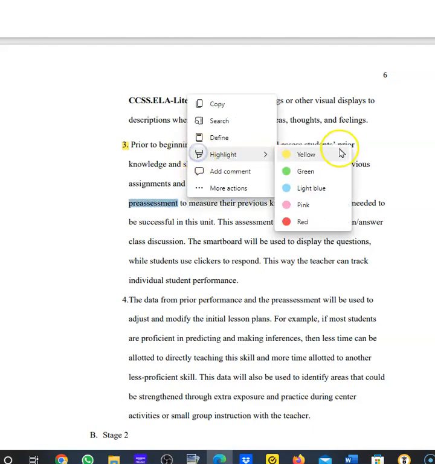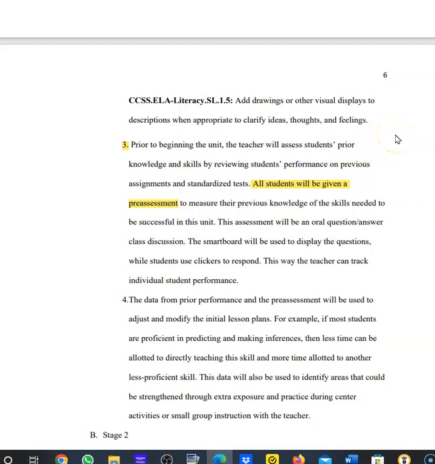And this pre-assessment needs to be of your creation. So this says to measure their previous knowledge of the skills needed to be successful in the unit. This assessment will be an oral question and answer class discussion. So it doesn't have to be formal. It can be informal. But you have to pre-assess your students. And you have to tell us what it's going to be. Don't just say they're going to be given a pre-assessment.